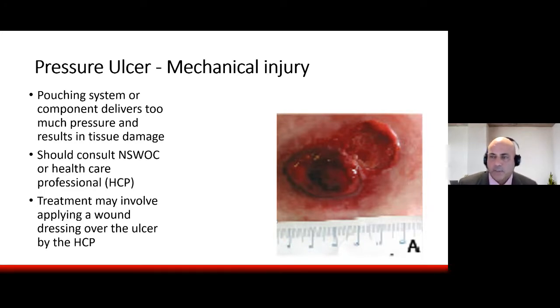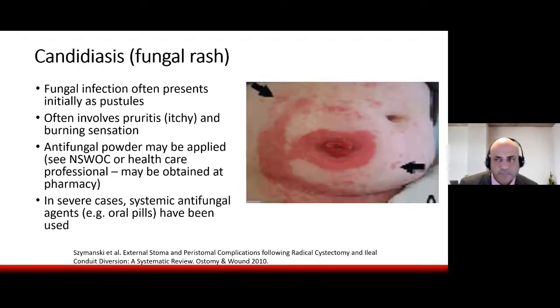And unfortunately, it was so much force that it caused some skin damage and a bit of a crater around the ostomy, a little skin damage that had some depth to it. In this case, an NSWOC or other healthcare professionals really needed to address this situation, because there is now quite extensive skin damage. And in some cases, powder will not be adequate to help heal or address this. In some cases, certain types of dressings are needed under the guidance of the NSWOC nurse or other healthcare professional.